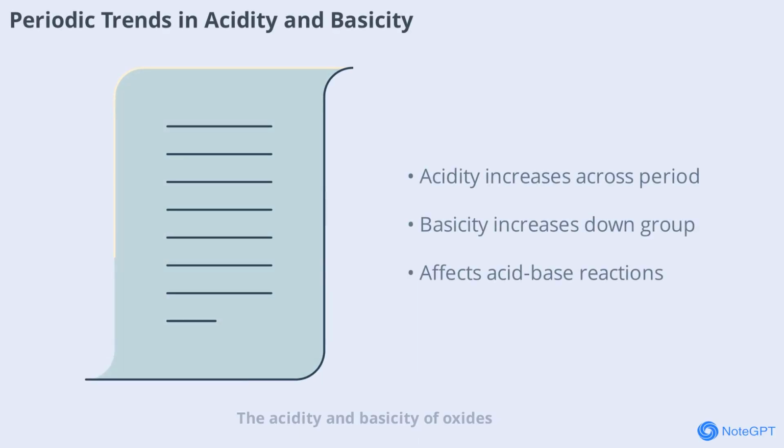The acidity and basicity of oxides and hydroxides change across the periodic table. Basicity decreases and acidity increases across a period, while down a group, basicity increases and acidity decreases. These trends are important for understanding the behavior of elements in acid-base reactions and environmental chemistry.